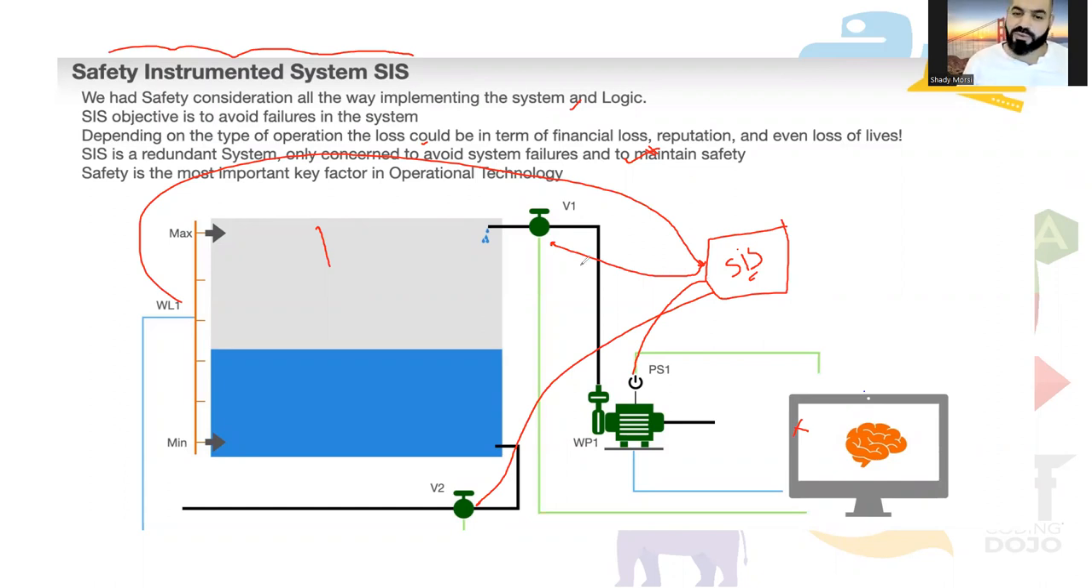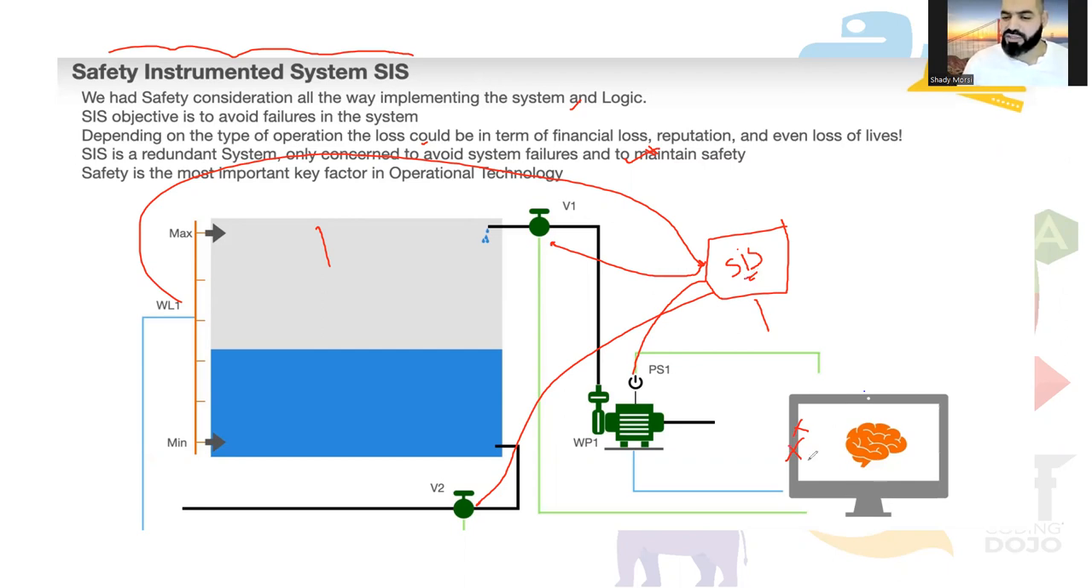So I will not have an overflow, I will not destroy my land. Even if my main system is down, I combine my main system with a system called a safety instrumented system. The safety instrumented system only takes charge if one of the really bad conditions takes place without my PLC taking action. And you know, SIS can really save the day.